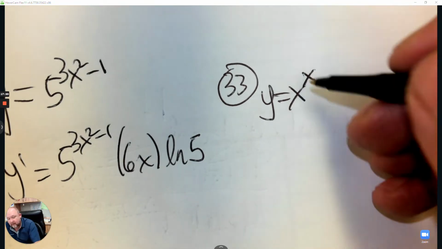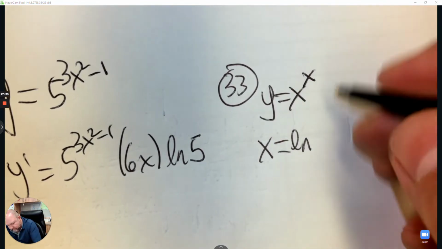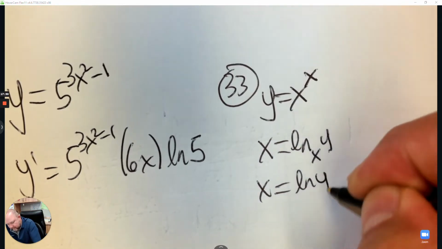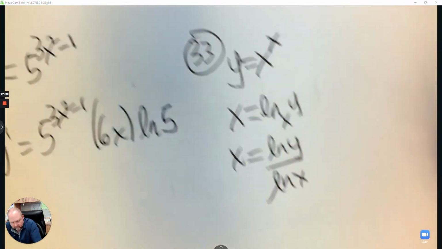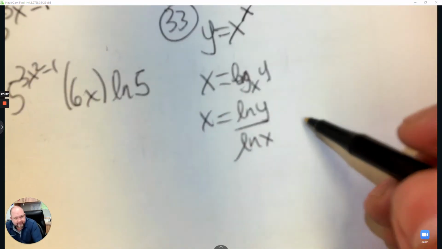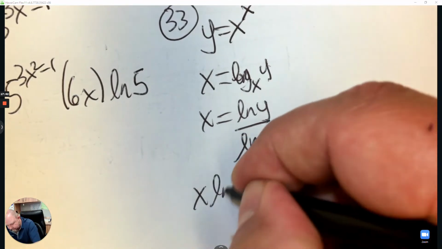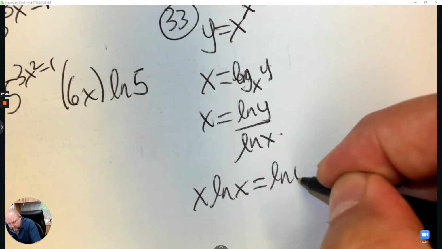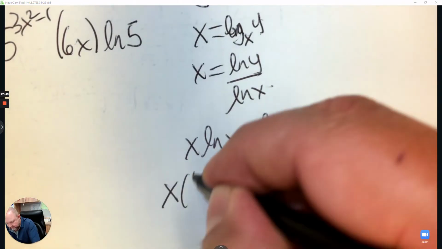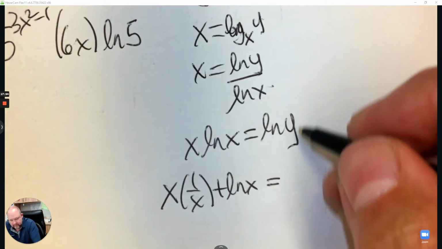Yeah. So write this as a logarithm. And then change the base using a natural logarithm. Oops, this is log. And then ln y over ln x. And then take the derivative. So this is going to be the product rule. The first times the derivative of the second plus the second times the derivative of the first, which is 1.